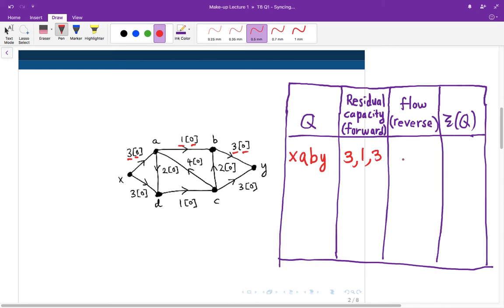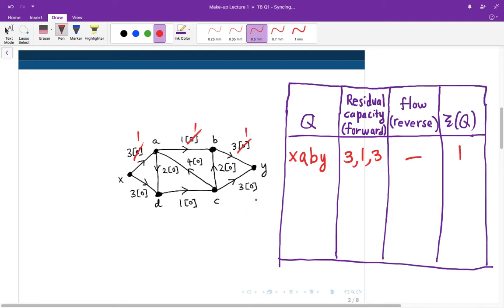There are no reverse arcs on the path, so there's no number here in the third column. So epsilon Q, which is the minimum of these numbers, is just 1. Therefore, we can increase the value of the flow by 1. And let us do that now by revising the flow. So the 0 here will become 1.